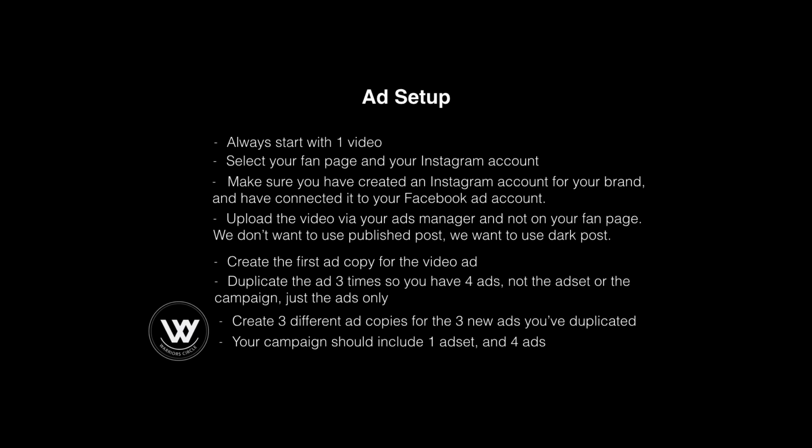So create 3 different ad copies for these 3 new ads that you've duplicated. Just to give you an overview, your campaign should include 1 ad set and 4 ads. Okay, 1 campaign, 1 ad set, and 4 ads. This could be a U.S. campaign. If you're going to set up a top tier campaign, it's a new campaign, right? 1 ad set and 4 ads. That's the combination that works. Once you set up all of that, launch the ad, and I'm telling you, about 9 times out of 10, you will see the big difference in your campaigns once you launch these types of ads.